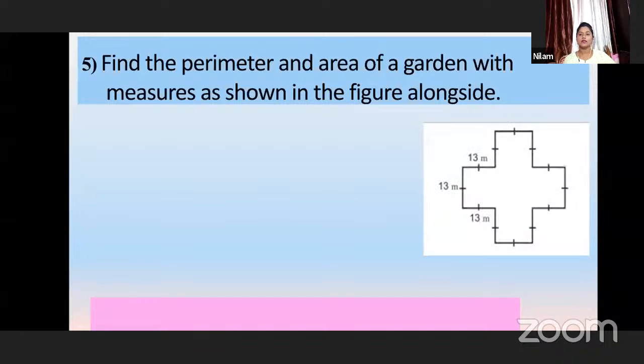You can see the garden where each side is given as 13 meter. You can see it is marked. That means all the sides are equal to each other. Each side of the figure is congruent to each other. So the first question is we have to find out the perimeter. As we all know, perimeter means sum of the length of the sides. Just observe the screen carefully and tell me, children, how many sides are there in this particular figure?